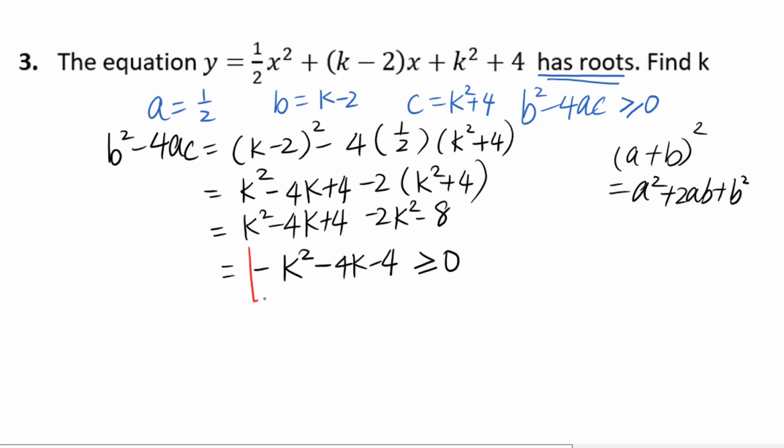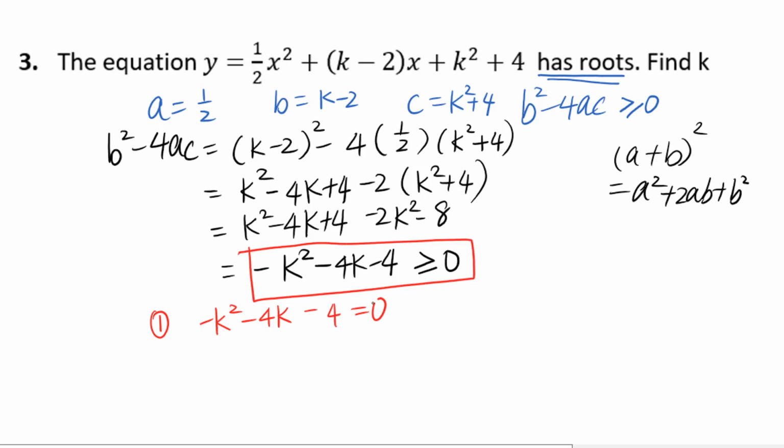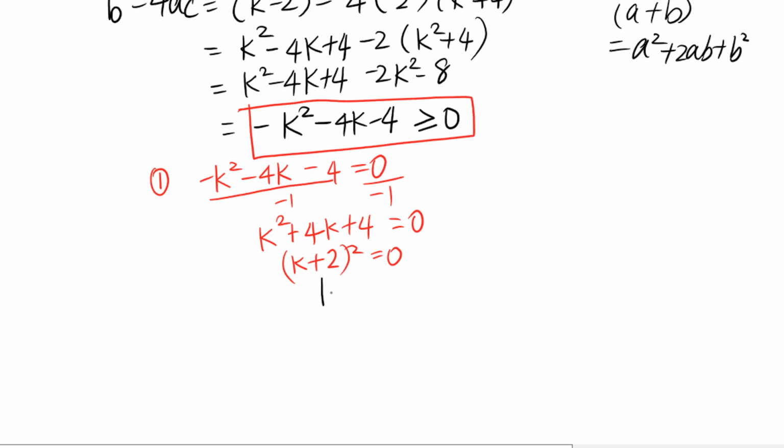We will solve this inequality. First step, solve for the roots. Negative k squared minus 4k minus 4 equals 0. Then divide both sides by negative 1. You will get k squared plus 4k plus 4 equals 0. Factor, and you will get (k plus 2) squared equals 0. We only have one solution, k equals negative 2.